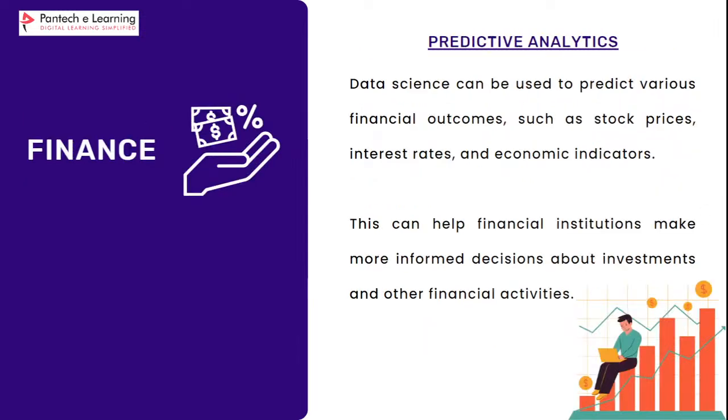Talking about finance, data science can be used to predict various financial outcomes like stock prices, interest rates, and economic indicators, and this can help financial institutions make more informed decisions about investment and other financial activities. And guys, stocks follow previous trends and patterns. Something which happened in the past will repeat once again, and that's what data science is. It analyzes the data and gives you a result.